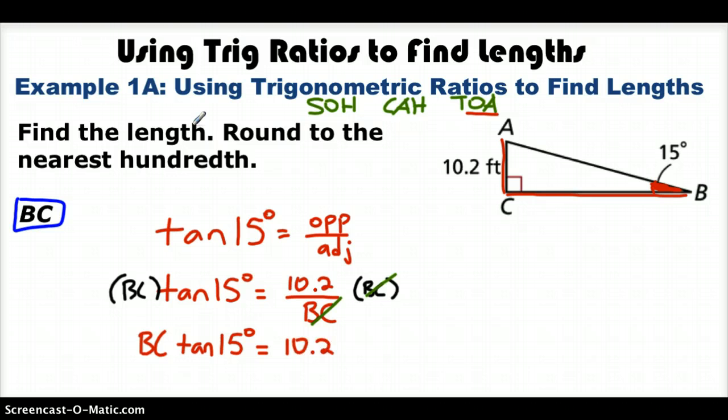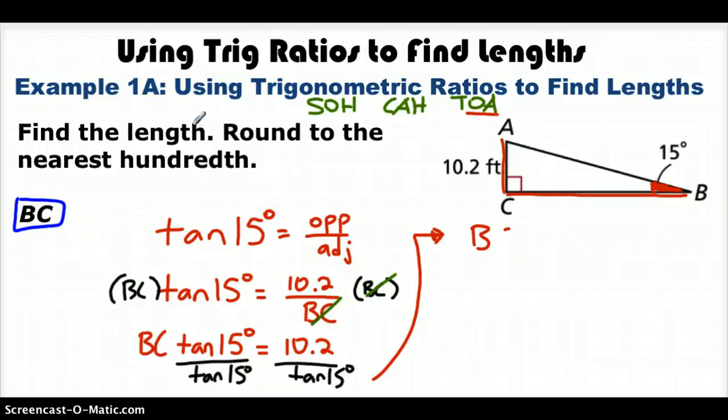So that's all fine and dandy, but I still don't have BC isolated. So the next thing I'm going to do is divide both sides by the tangent of 15 degrees. I'm going to have to come up here to finish this problem. At this point we'll have BC isolated, and so BC is going to be equal to 10.2 over the tangent of 15 degrees.